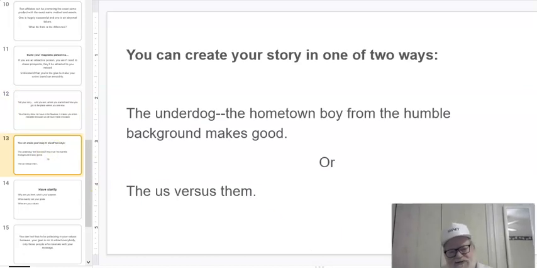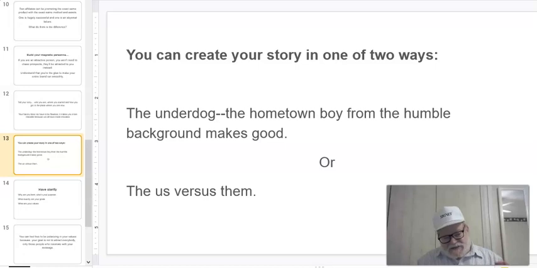Now, you can create your story in one of two different ways. This is extremely important because this is the underpinning of everything. So you have to tell your story. Now, you can tell it in one of two ways, and these two ways have been proven to really, really work well. You have the underdog method. The underdog method is the hometown boy from the very humble background who now makes good, right? It's how you got to where you are. It's what you overcame, what hurdles you overcame, and what mistakes you made.